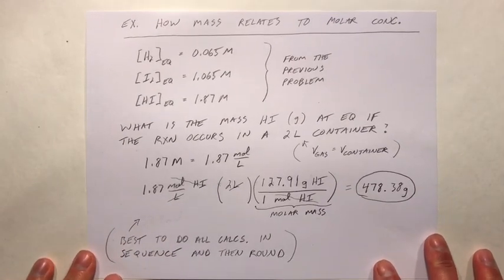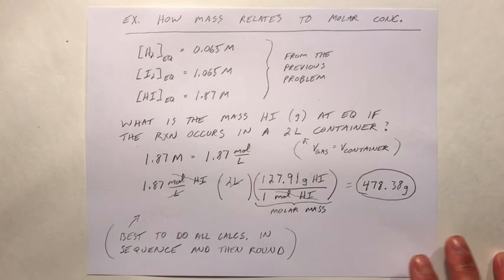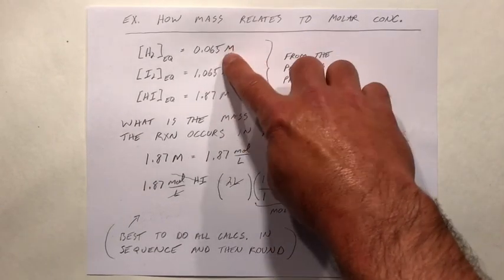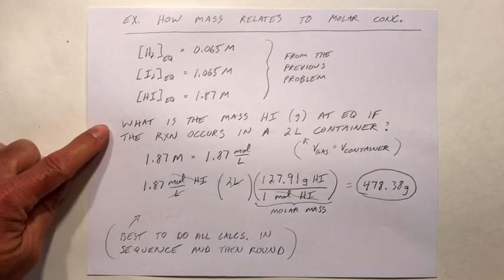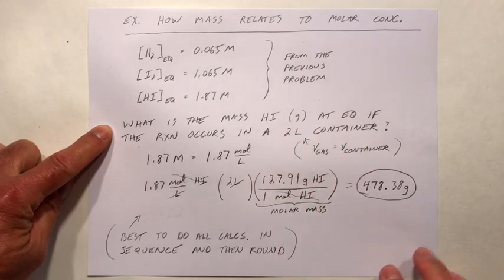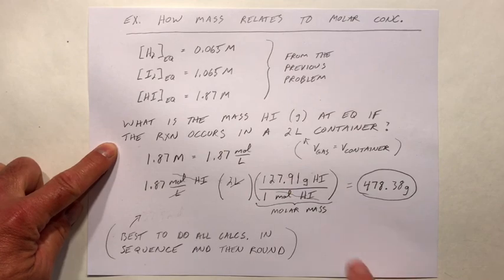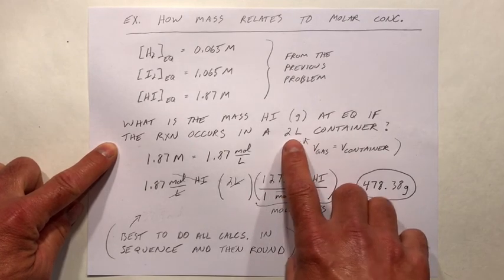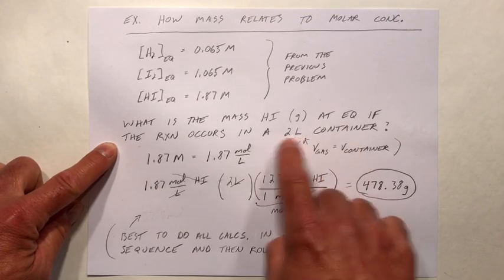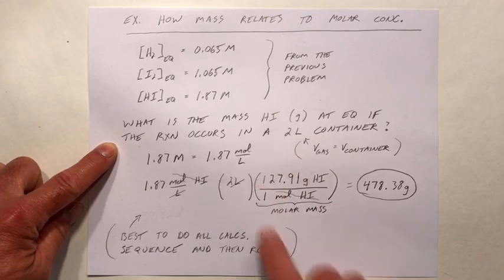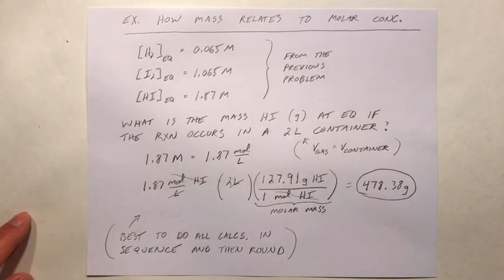Now, let's take a look at how mass relates to molar concentration, because we said that sometimes happens. So from that previous problem, we just solved for these three equilibrium concentrations. So what if the problem said, what's the mass of HI gas at equilibrium when the reaction occurs in a 2-liter container? Now remember that if we want to convert back and forth between grams and moles per liter, we need to know the volume. So we have to be specific here that we have a 2-liter container. Remember, the volume of the gas is equal to the volume of the container.